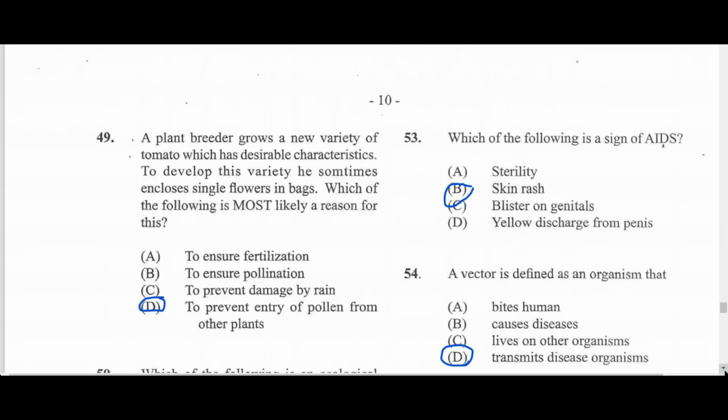49. A plant breeder grows a new variety of tomato which has desirable characteristics. To develop this variety, he sometimes encloses single flowers in bags. Which of the following is most likely a reason for this? I chose D, to prevent entry of pollen from other plants. You want to maintain that purebred quality, so you really don't want external interference.